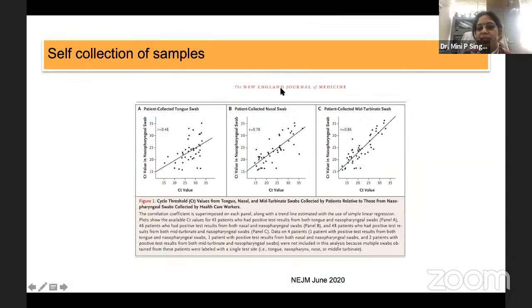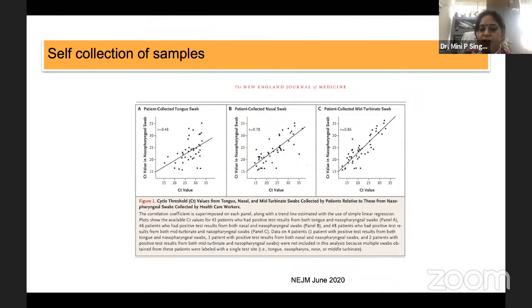And now, since I mentioned that the use of personal protective equipment is important, many labs have started going for home-based sample collection. So this was a study done in the USA, because every time a healthcare worker goes from the lab to the person's house to get the sample, he has to wear the PPE, and then there's a risk of transmission of infection also during transportation. So they have compared patient-collected tongue swabs, nasal swabs, and mid-turbinate swabs in contrast to the nasopharyngeal swabs, and they have shown relatively good results.